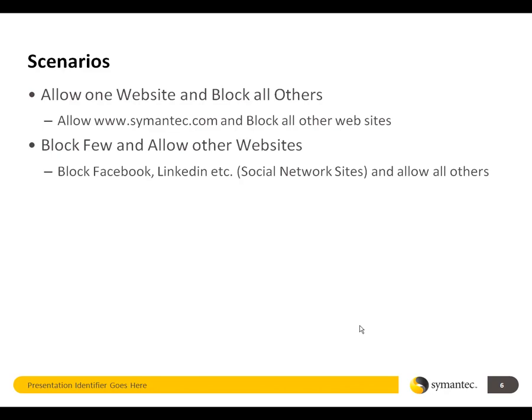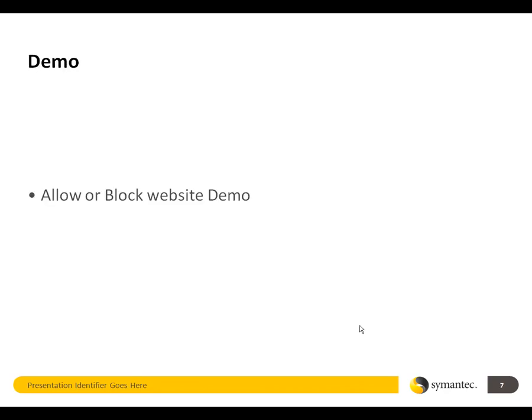Scenarios where we can use this: we want to allow one website and block all others. For example, we want to allow Symantec.com and block all other websites. The second scenario would be when we want to block a few websites and we want to allow all other websites. For example, we want to block the social networking sites, Facebook, LinkedIn, any other, and we want to allow all other websites. Now we'll move to the demo where we'll see how to allow or block websites.